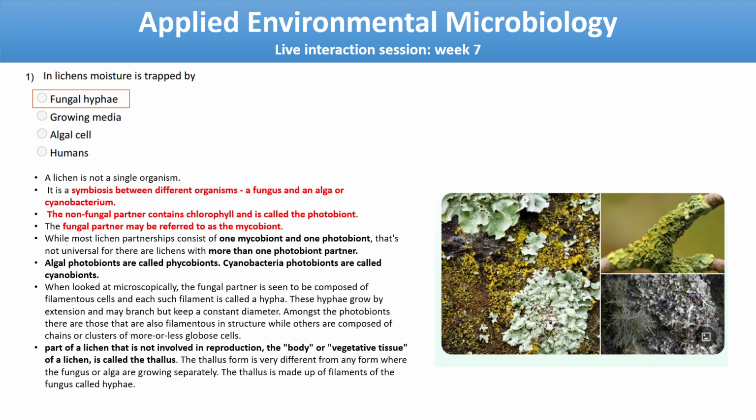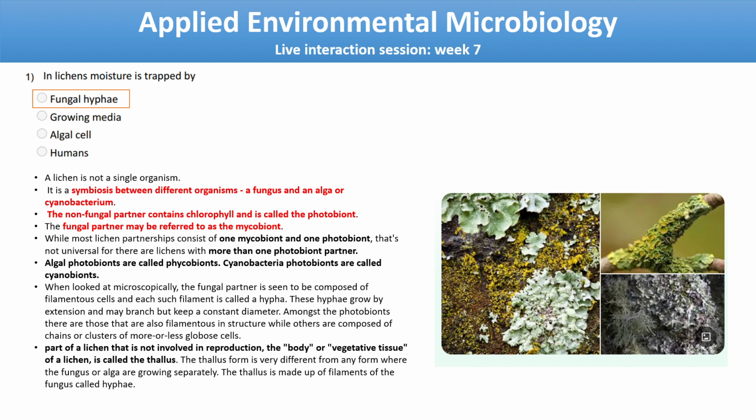Let's discuss. So, what is a lichen? A lichen is basically not a single organism. It is a symbiosis between different organisms, and mainly it is a symbiosis between one fungus and another one that can be an algae or a cyanobacteria. Now, this non-fungal partner should contain chlorophyll, and it is called photobiont, whereas the fungal partner is referred to as mycobiont.